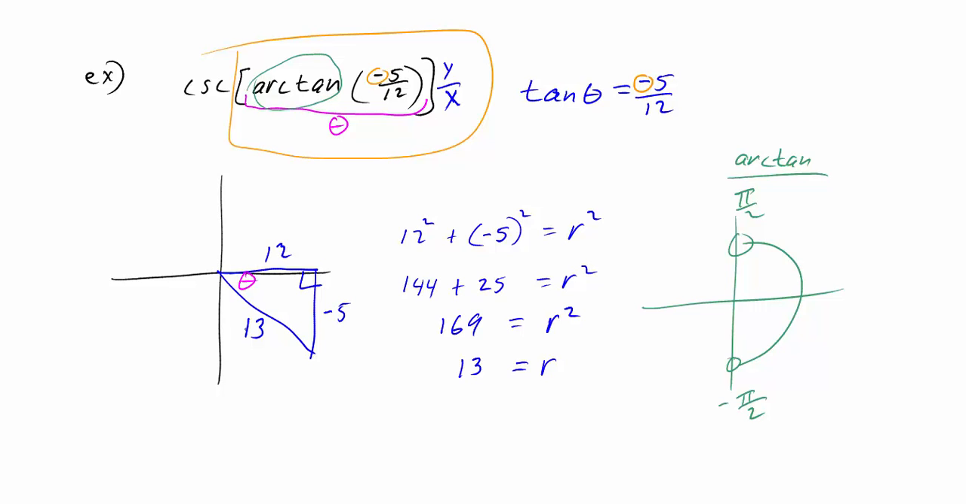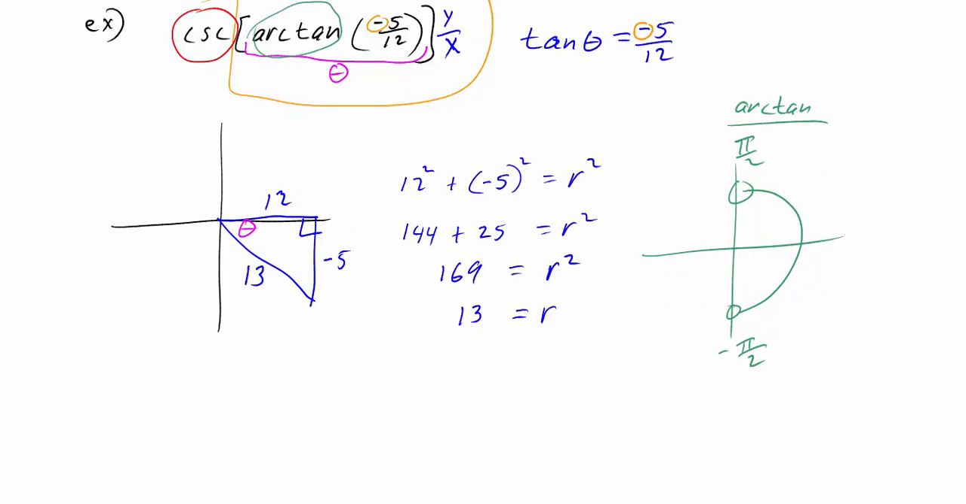Now, at this point, we can find any trig function. In this one, we want to find the cosecant. And realize at this point we have every side of the triangle, so we could actually find any trig function that we needed. So if we want to find the cosecant of our angle, then the cosecant is the reciprocal of our sine function. Our sine function is y over r, so this is going to be r over y. So that would be 13 over negative 5.